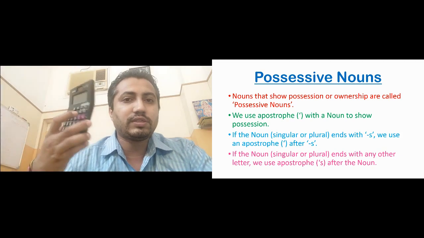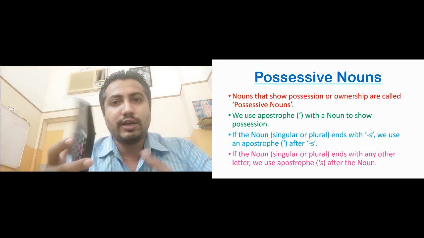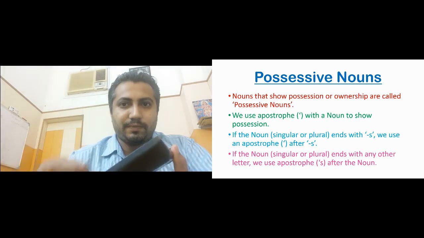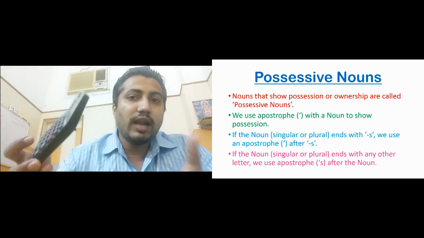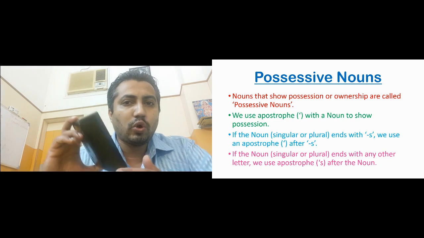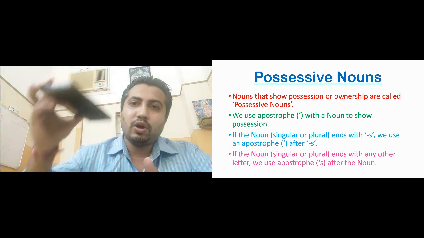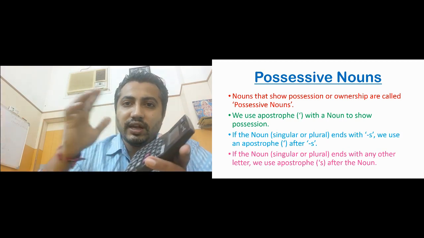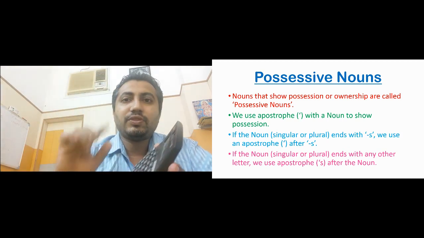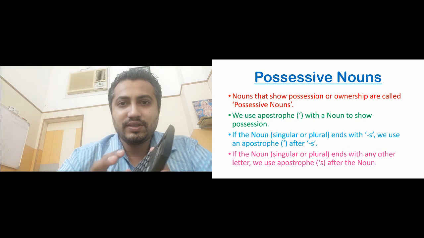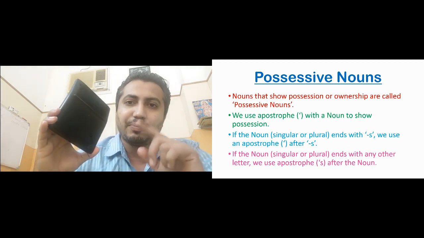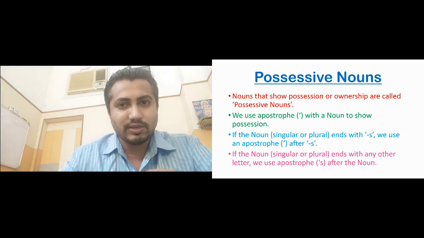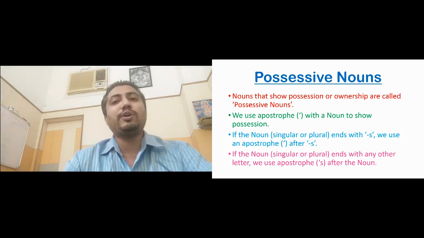For example, this is a calculator. Suppose this calculator belongs to Dheeraj. So we have to show that this calculator belongs to Dheeraj. How will we say it? Dheeraj apostrophe s, Dheeraj's calculator, isn't it? So Dheeraj apostrophe s, Dheeraj becomes a possessive noun.